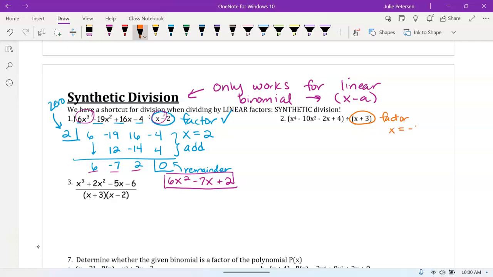So that would be x equals negative 3. That's what goes in the box in the corner. And then we need to look very carefully at our coefficients. So we've got x to the 4th. So there's 1 x to the 4th.